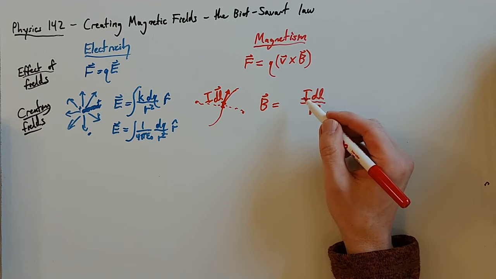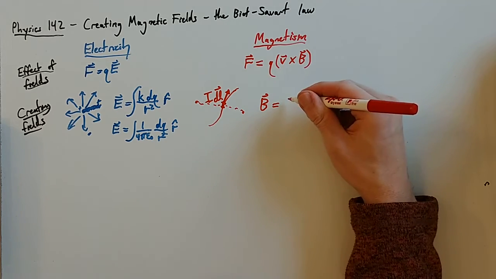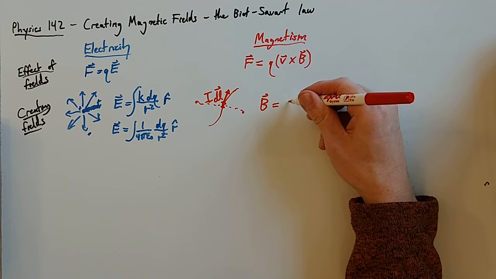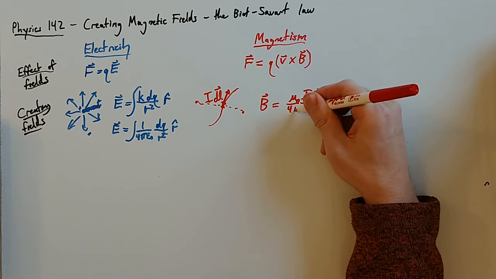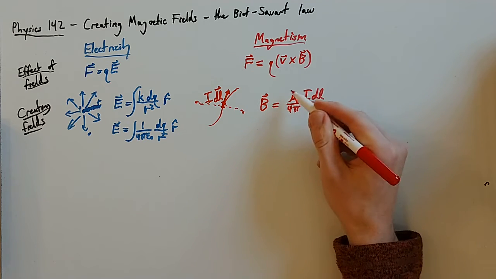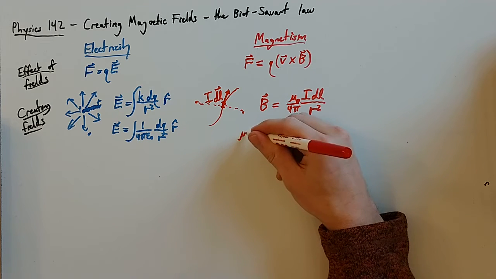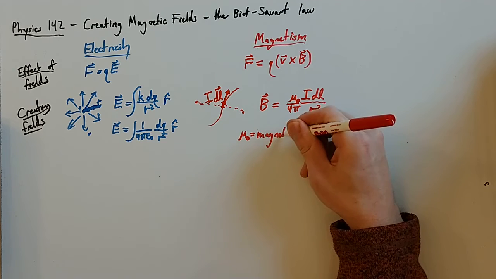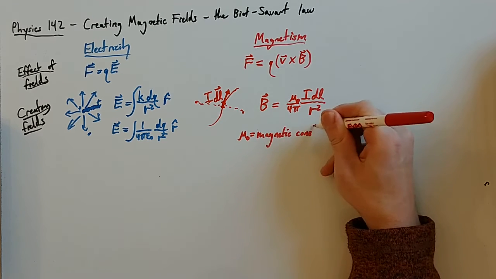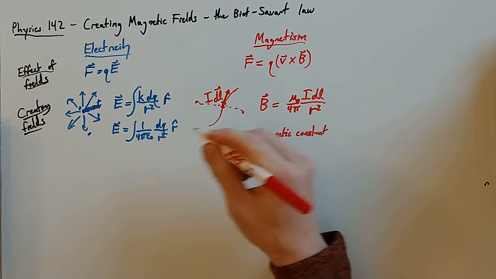We need a magnetic constant rather than this electric constant. And so the constant that for magnetic fields is always written mu naught over 4 pi. All right, so the magnetic constant is this mu naught. So let's just quickly write that down. Mu naught is the magnetic constant. All right, that's what it's called. And mu naught has a value, just like K had a value.